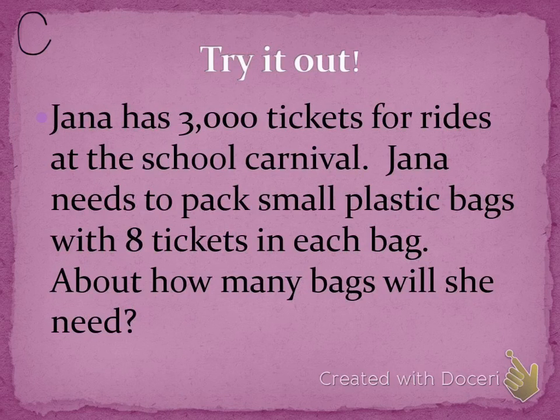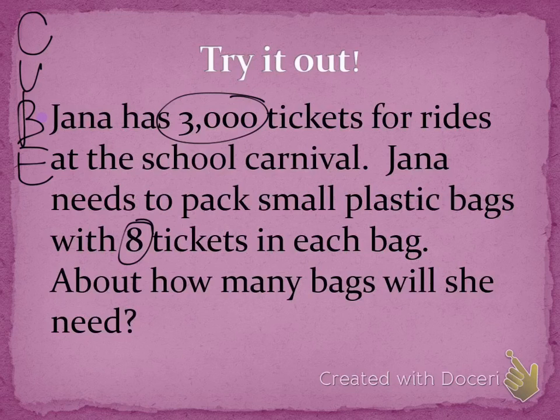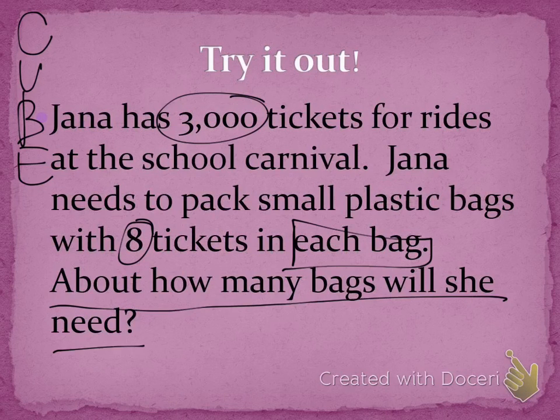Again, I want to make sure that I cube this problem. I'm going to circle my numbers. So I've got 3,000. She wants 8 tickets. And I automatically see that this is going in each bag. So whenever I want to split it out into each bag, thinking about division. Box in or underline the question, about how many bags will she need? Boxing in my words, about tells me I'm going to estimate, and bags tells me my label for the end of the problem.